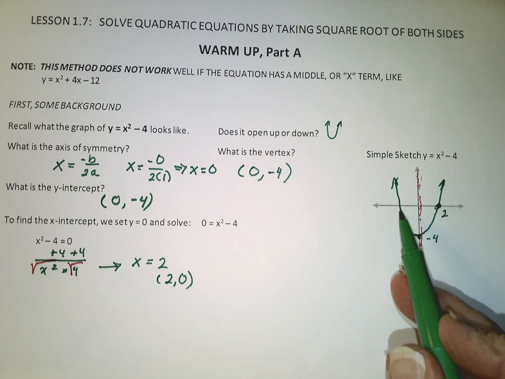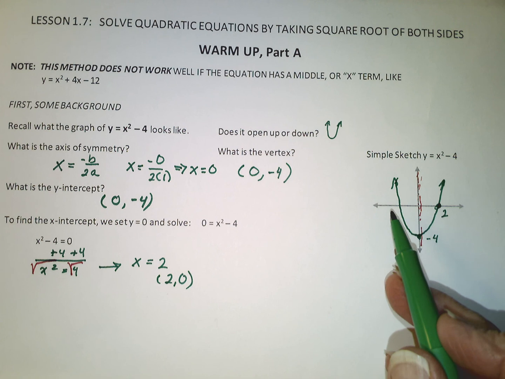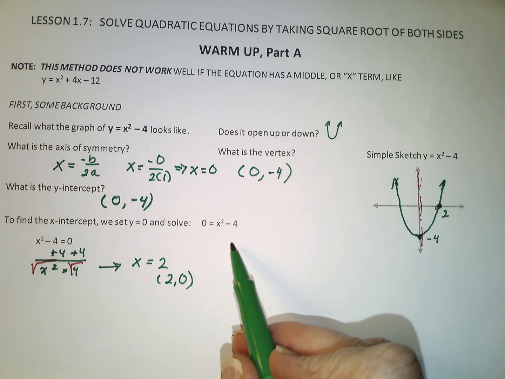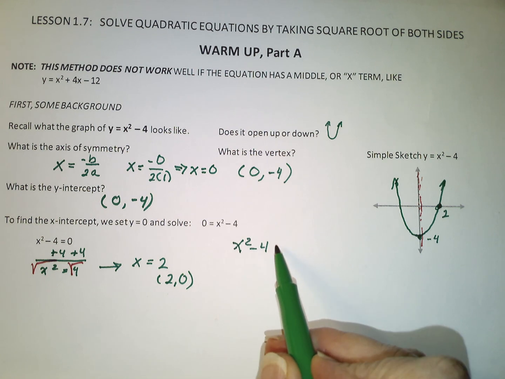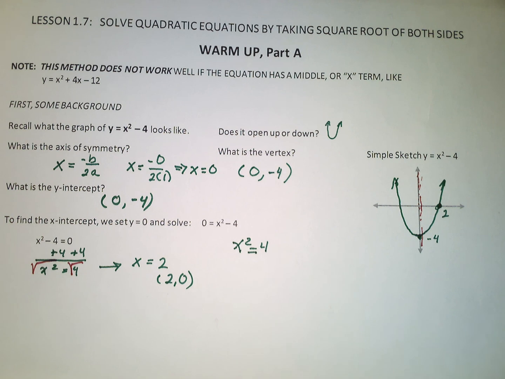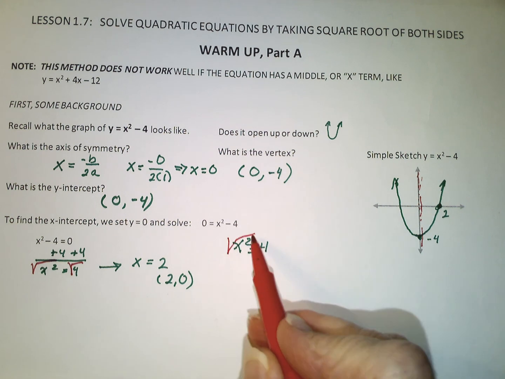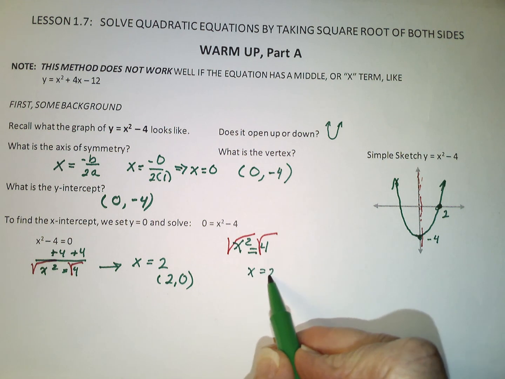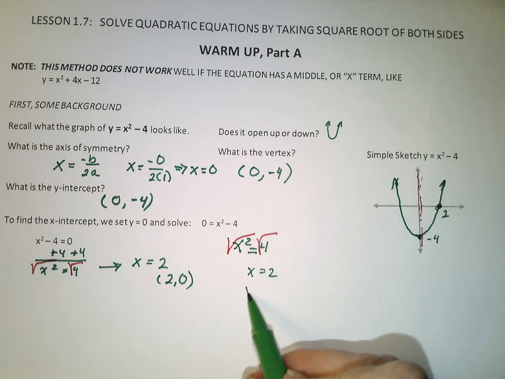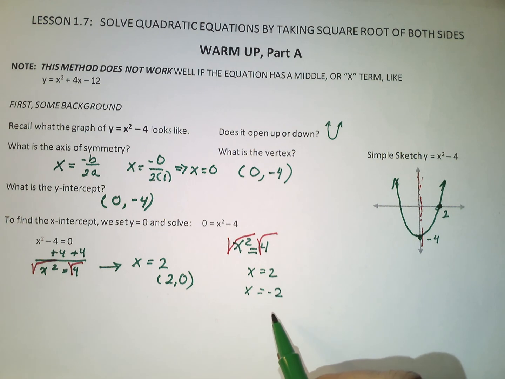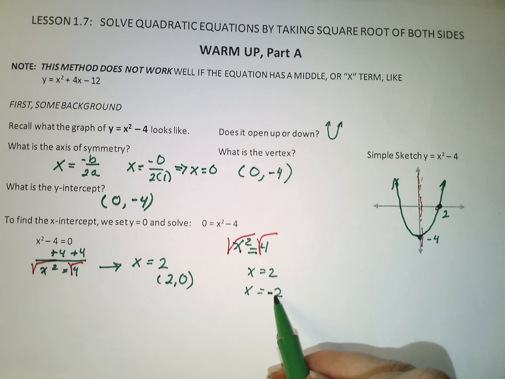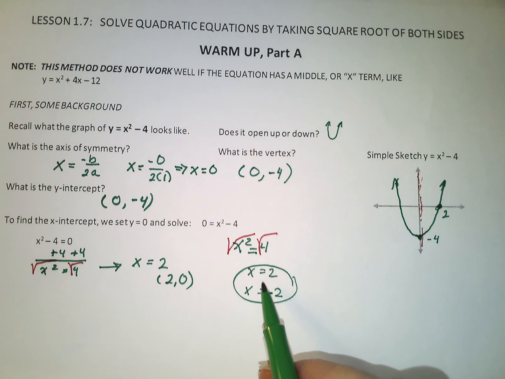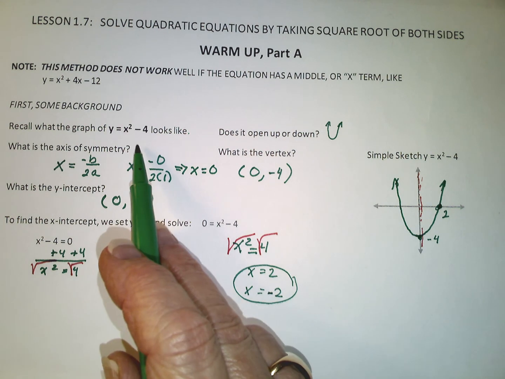But what about this one? Apparently, it looks like there should be another x-intercept. And it often gets overlooked. When we take the square root of both sides here, x could be 2, and 2 squared comes out to be 4. X could also be negative 2, and the square of negative 2 also comes out to be 4. And both of these are solutions to that equation.